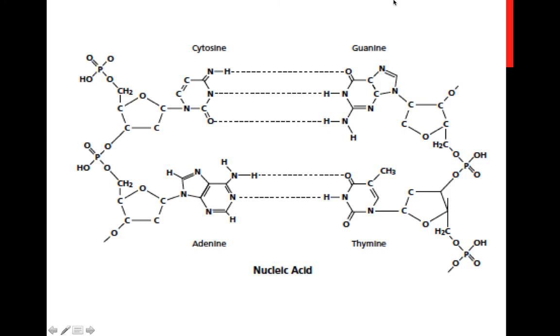So here's your nucleic acid. Here, let me get my pen out. Here is one nucleotide. It's made up of a sugar, a phosphate, and a nitrogenous base. And that's a nucleotide. Many nucleotides together make up a nucleic acid. The two nucleic acids are DNA and RNA.